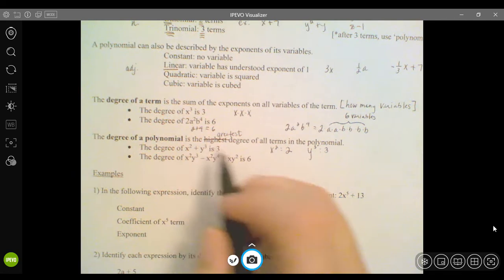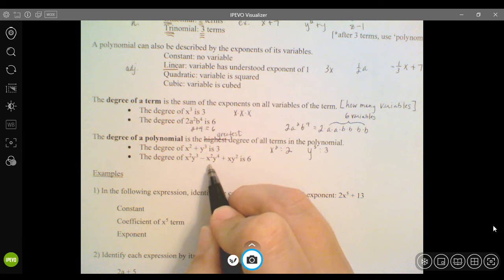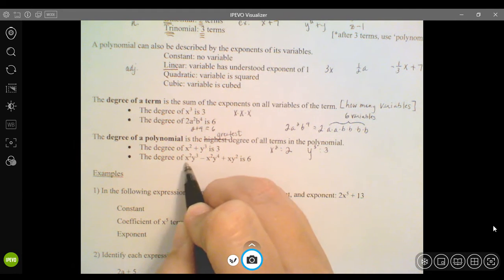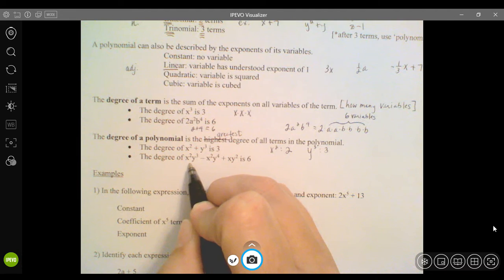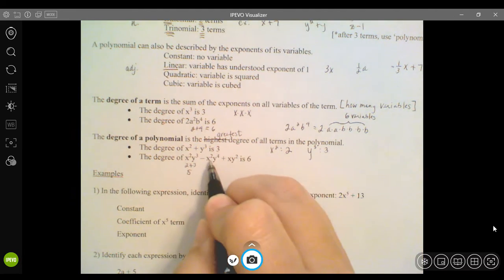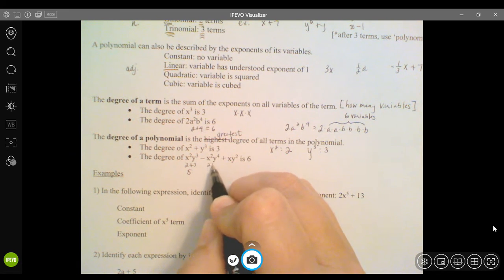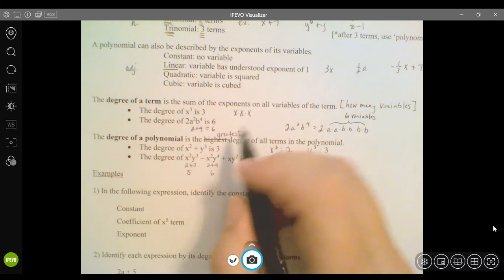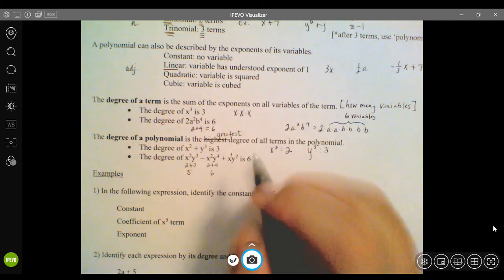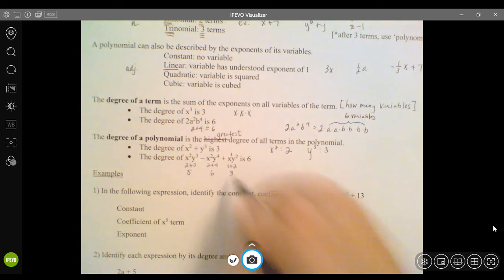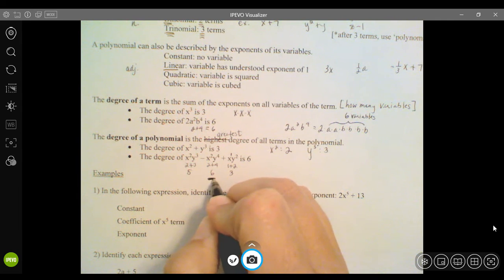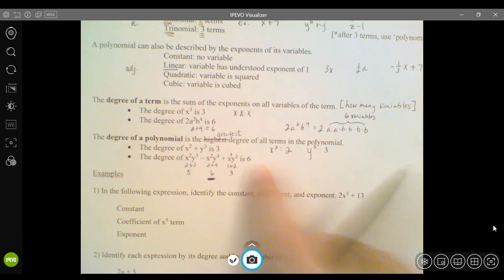Look at this one. The degree of x squared y cubed minus x squared y to the 4th plus xy squared is 6. What's the degree here? Well, 2 plus 3 is 5. What's the degree of this term? 2 plus 4 is 6. What's the degree of this term? There's an understood 1 there. 1 plus 2 is 3. What's the greatest number here? 6. So the degree is 6.